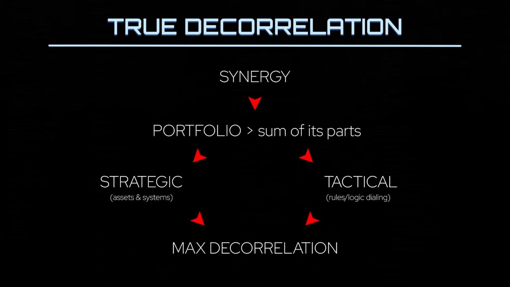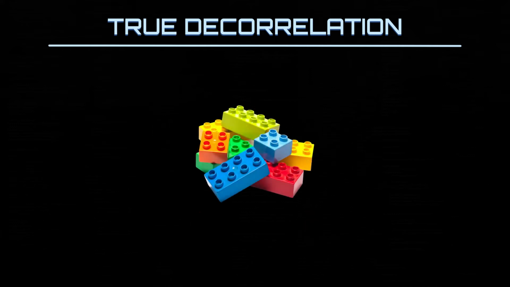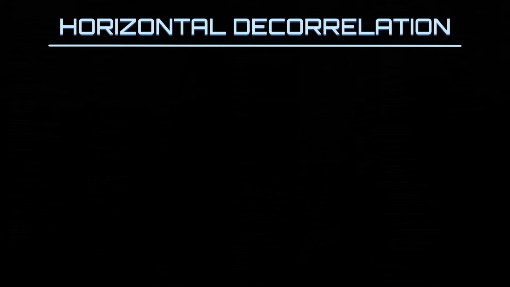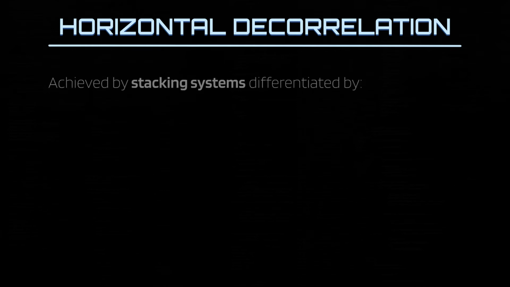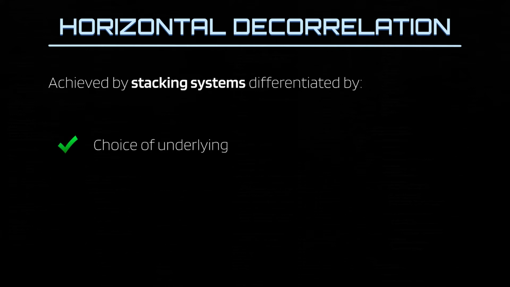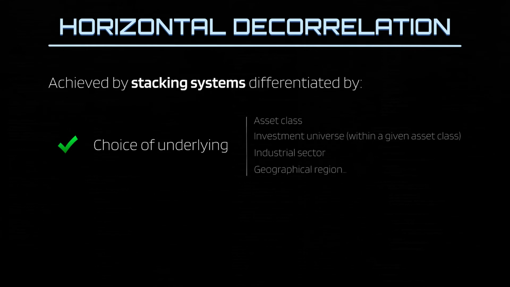The task of building your efficient portfolio then becomes nothing more than a straightforward game of Lego, and it can be done both horizontally and vertically. Here's the difference. First, horizontal decorrelation means that decorrelation is reached by stacking different systems. The variation criteria can be done two ways. The first one is through the choice of underlying instruments such as, for example, a particular asset class, a given investment universe or an industrial sector, or a geographical region, etc.